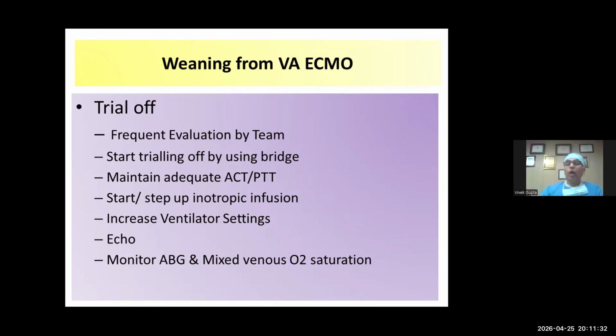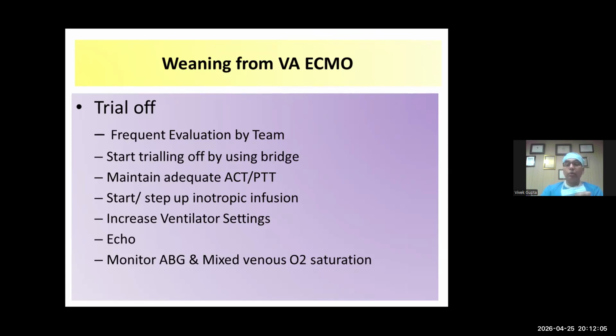Trialing off means you have stopped the ECMO itself, but you have not separated the ECMO from the patient, so that even in case of any drop in the patient's clinical condition, you can immediately escalate. But a few things while weaning and trialing off, you must keep in mind that you must evaluate your patient very frequently. And we commonly use the bridge when we wean the VA ECMO and we are doing a trial off ECMO so that the patient is separated from ECMO. No flow is going to the patient.